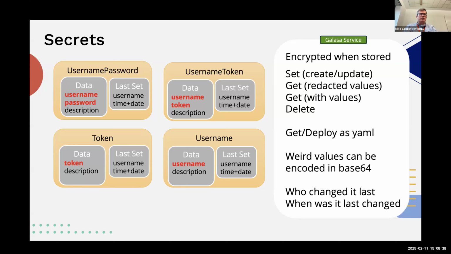If you're using Galasa locally, it also has 4 types of secrets that the test cases can get to if they want any of these particular permutations of properties. We also store who changed it last and when it was last changed, a little piece of metadata on the service itself. So that was one change.